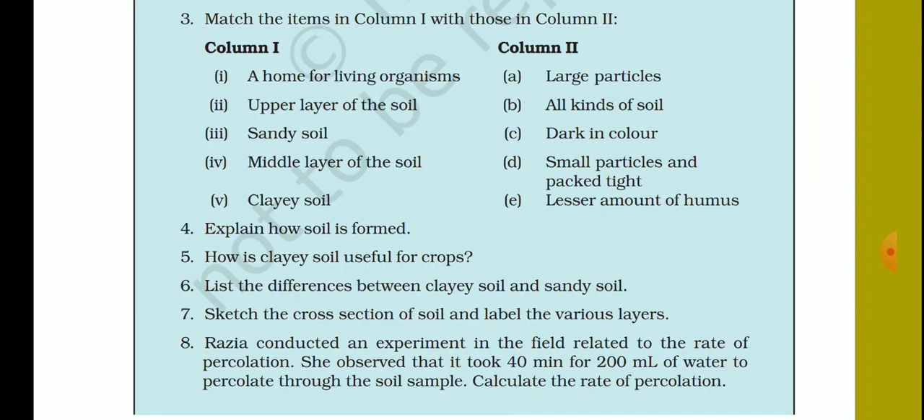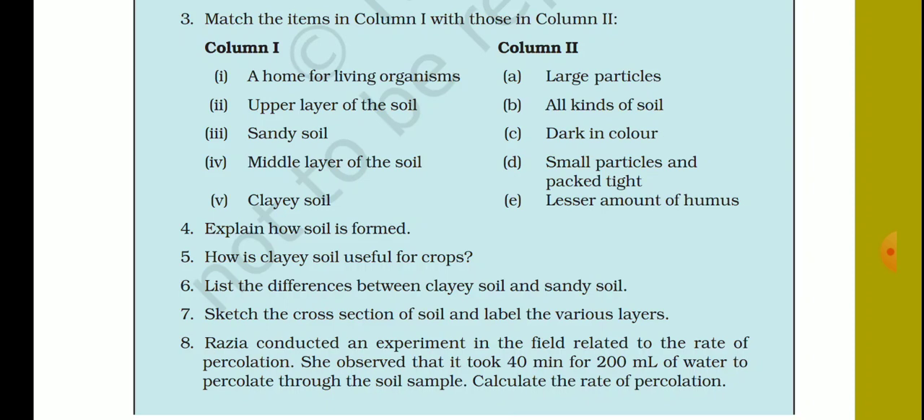Seventh, sketch the cross section of soil and label the various layers. In this question, we tell students the diagram of the horizons that we discussed: A horizon, B horizon, C horizon. You have to label the various levels like bedrock and the topmost layer, humus containing, like that. So that is the sketch of the cross section of a soil.